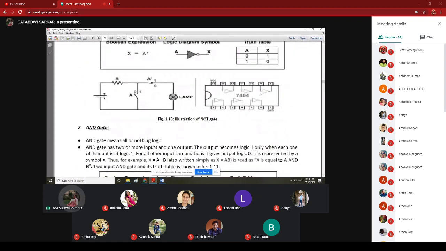This is the 7404 IC. All ICs are quite the same, but the NOT gate IC is quite different from the other ICs because the direction of the gates is different.